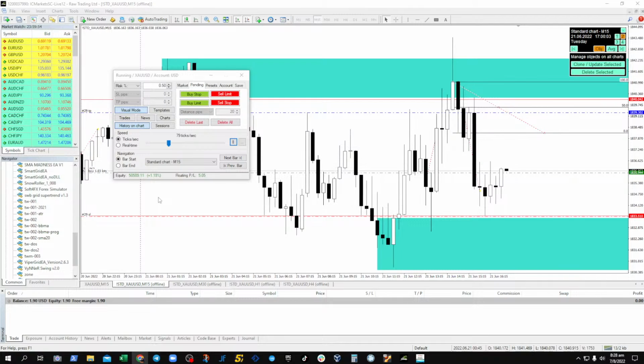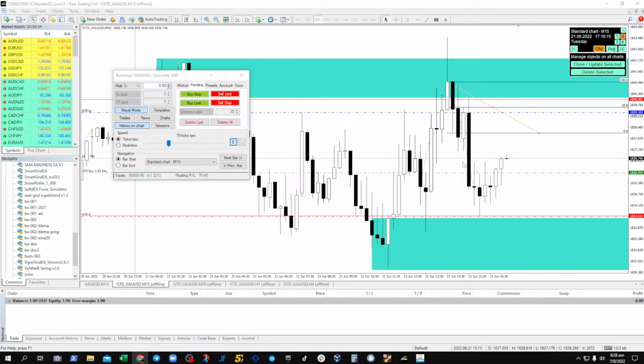Oh my god, price moves really slowly. 21st of June, USD news at 10 p.m. It was good, neutral basically, and price really struggled to go up. But anyhow, it breaks up.